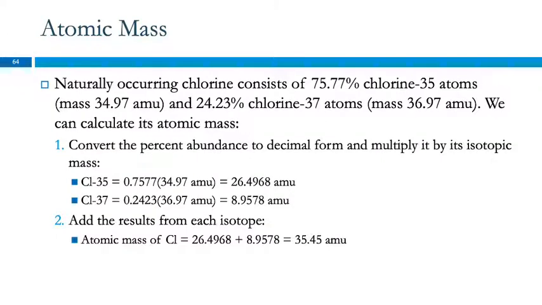So again, looking at chlorine, 75.77% is chlorine 35. Chlorine 35 atoms have a mass of 34.97 atomic mass units. The mass of the isotope is very close to the mass number, but it's never exactly the same. And again, that's something you'll learn about in Chem 1B. 24.23% of chlorine is chlorine 37. The mass of chlorine 37 is very close to 36.97 atomic mass units.